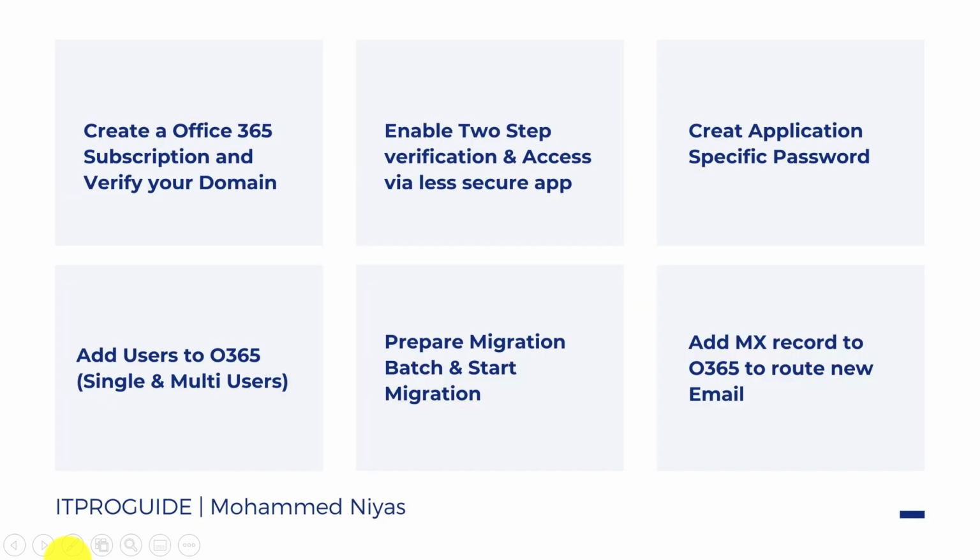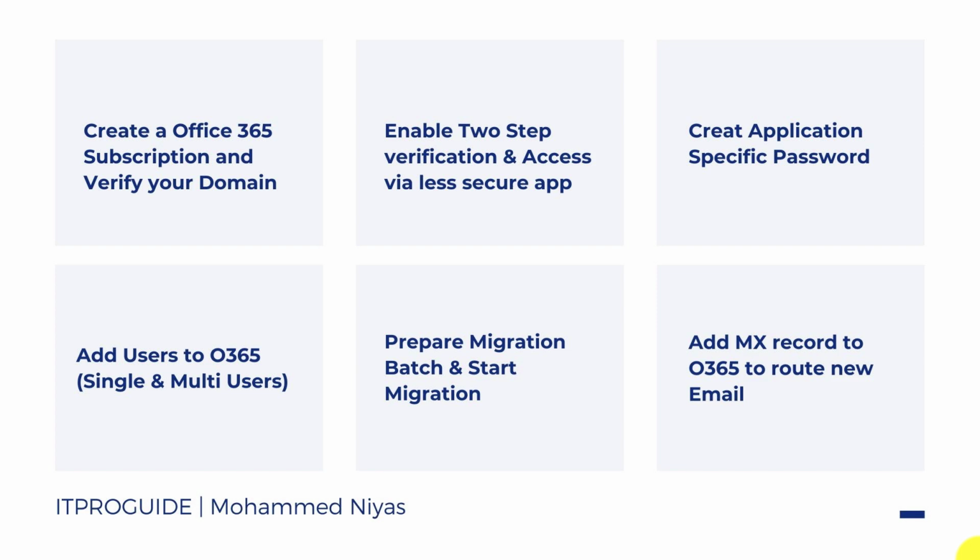To make your life easier in migration of IMAP to Office 365, I have divided the entire steps into 6 sessions. In the first session, we're going to see how to create an Office 365 subscription and verify your domain ownership. And in the second step, we have to enable two-step verification, and we have to enable access to low secure application of your Gsuite. Then in the third step, we have to create application specific password.